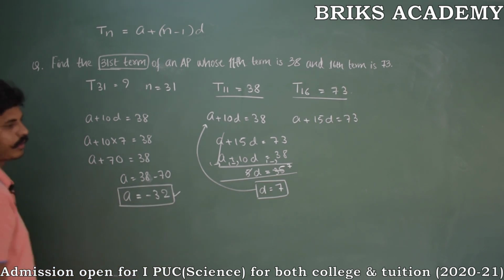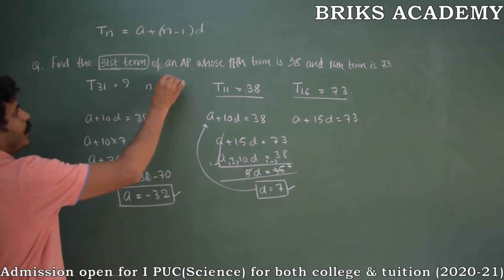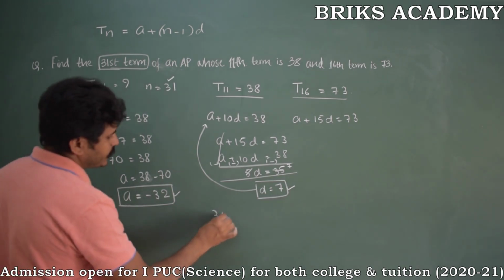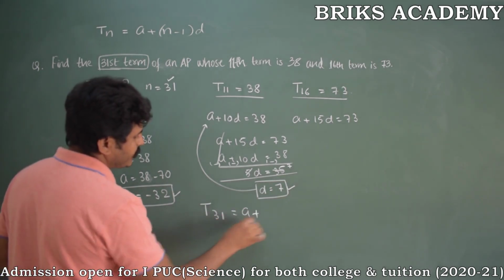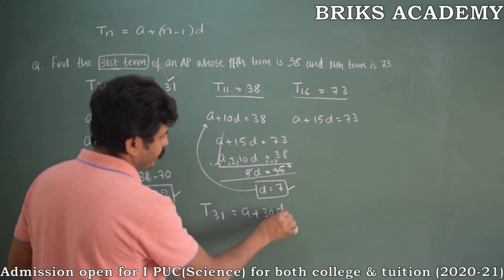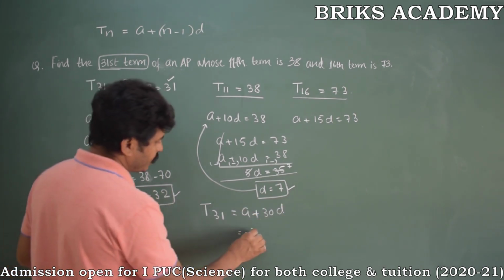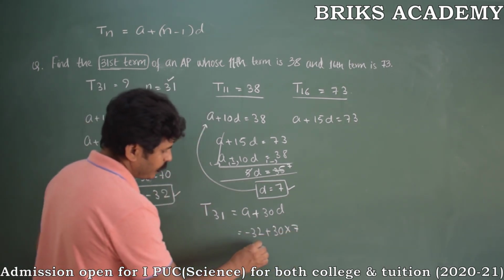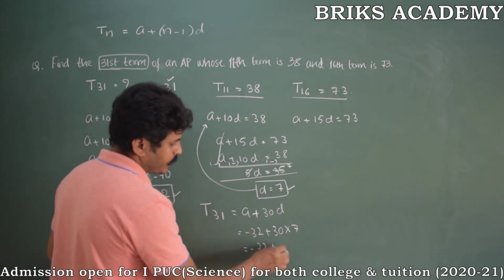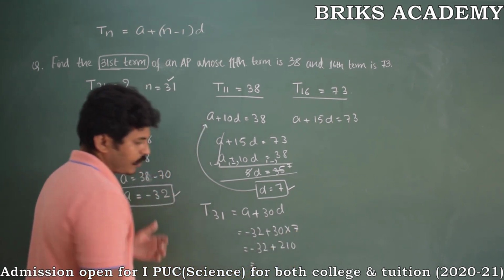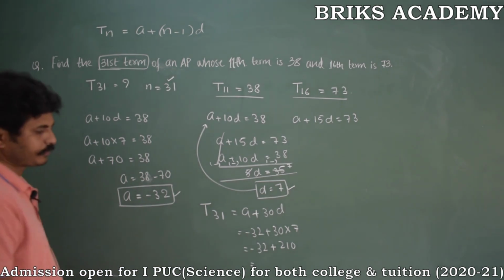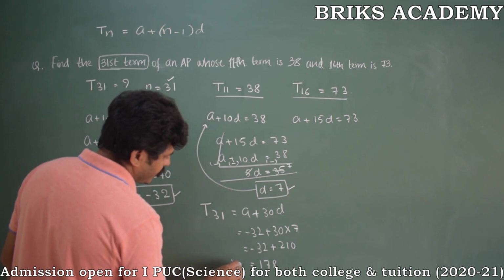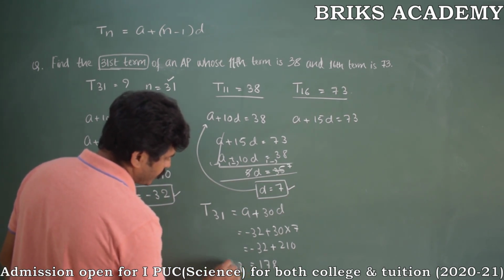I know A, I know D, I know N. Can I calculate the 31st term? What is your 31st term formula? A plus 1 less than this, 30D. I know A, that is minus 32, plus 30 into, I know D, that is 7. That is equal to minus 32 plus 7 threes are 21, 210. 210 minus 32, how much? 178 is your 31st term.